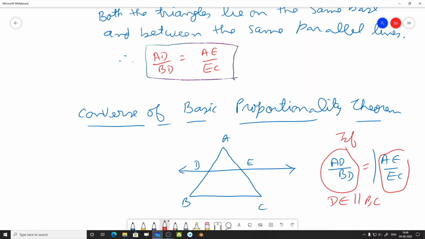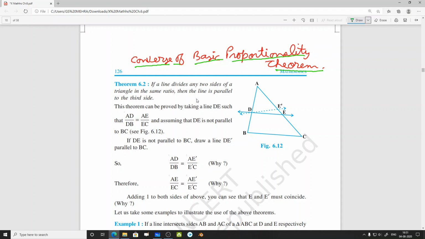So this is what is known as the converse of the basic proportionality theorem, or the converse of Thales theorem. Now we'll have the statement. Theorem 6.2 in the textbook is the converse of the basic proportionality theorem. It states that if a line divides any two sides of a triangle in the same ratio, then the line is parallel to the third side. Let us repeat again: if a line divides any two sides of a triangle in the same ratio, then the line is parallel to the third side.